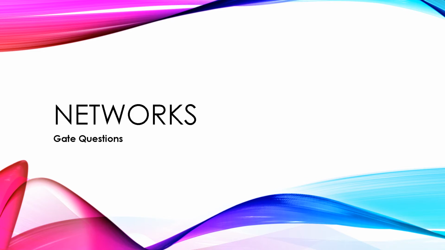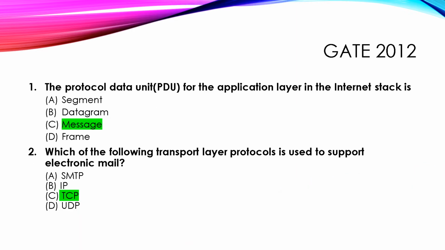Everyone. In this video, we are going to discuss GATE 2012 questions in the networks subject. The first question: protocol data unit for the application layer in the internet stack. The answer is option C, message.